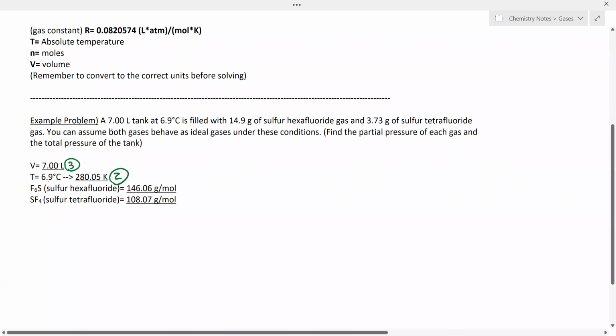And you'll see that I converted this Celsius that they gave us to Kelvin, because that's what's needed with our R value.